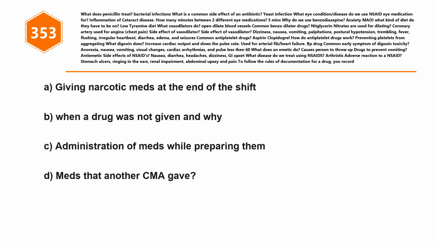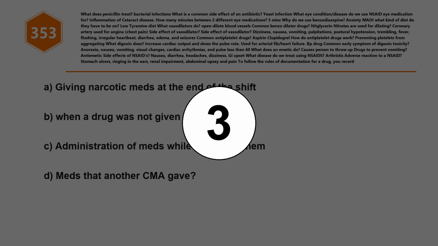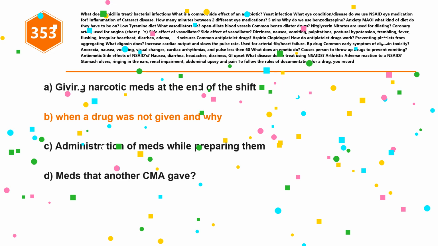To follow the rules of documentation for a drug, you record: Option A, giving narcotic meds at the end of the shift. Option B, when a drug was not given and why. Option C, administration of meds while preparing them. Option D, meds that another CMA gave. The correct answer is option B, when a drug was not given and why.